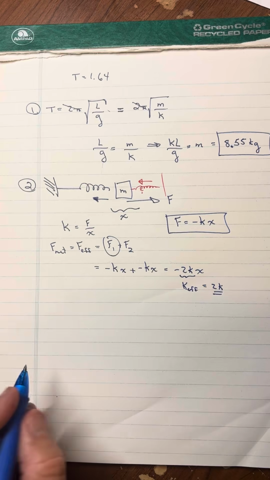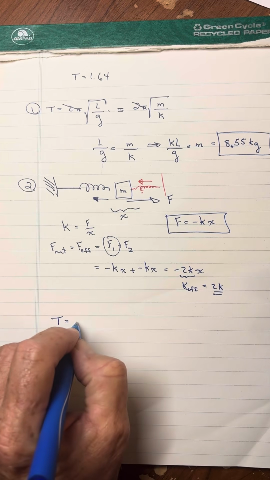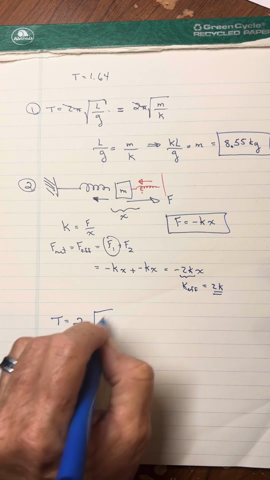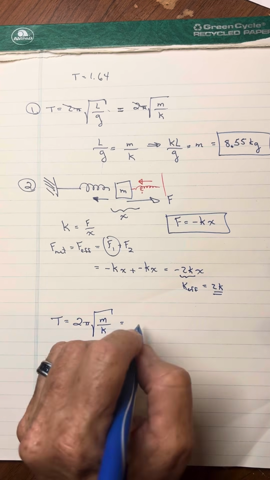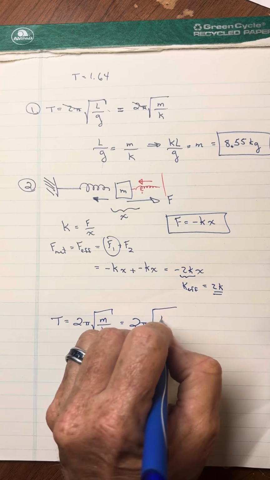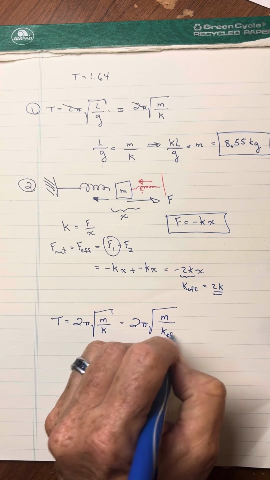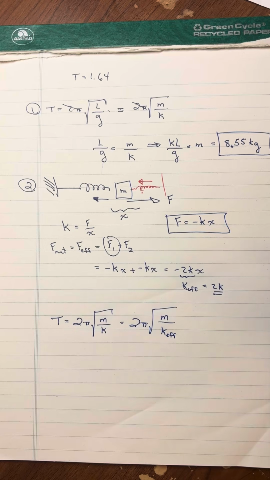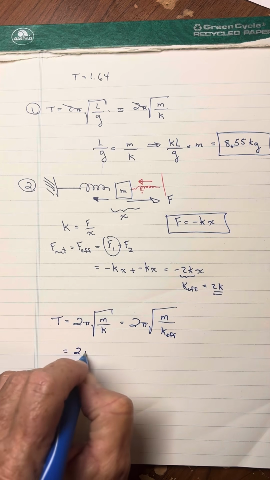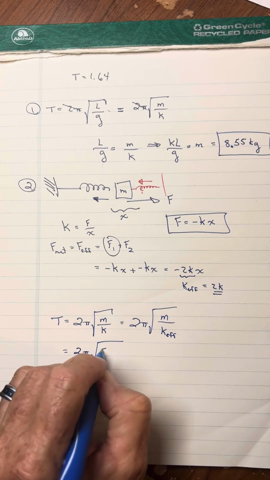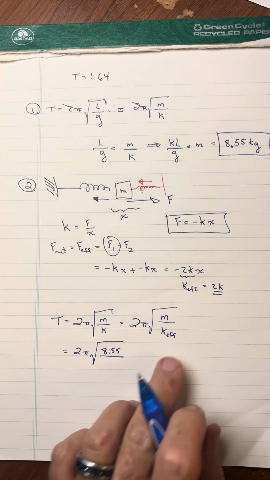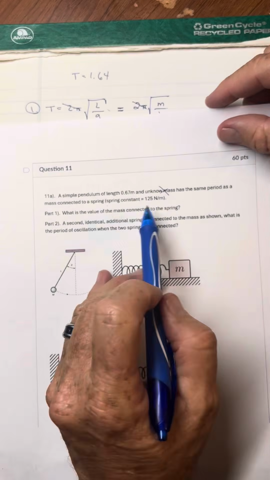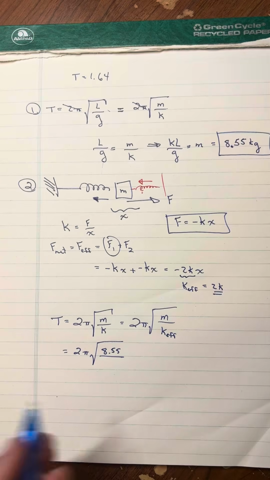Because my point is, if the period for a spring is 2 pi times the square root of m over k, then I would just go through the same logic and maybe just call it an effective k, where the effective k is the two combined, which is then two spring constants. So if I take this 8.55 and divide it by two spring constants. Now, remember, one spring constant was 125. So if you double it, it's 250.